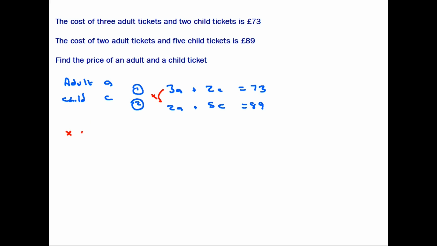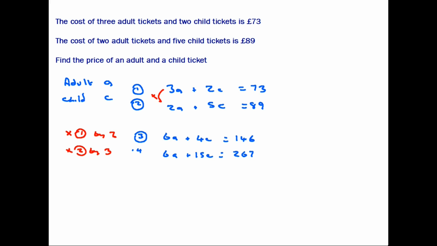We are going to multiply equation 1 by 2, and we're going to multiply equation 2 by 3. So these are the two numbers on the beginning here. Let's do that. So multiplying 1 by 2, we're going to get 6a plus 4c equals 146. Multiplying equation 2 by 3, we're going to get 6a plus 15c equals 267. Let's call these 3 and 4. Now we have two equations where the value of a is the same, so we can subtract one from the other. So the next thing we're going to do is we are going to subtract.